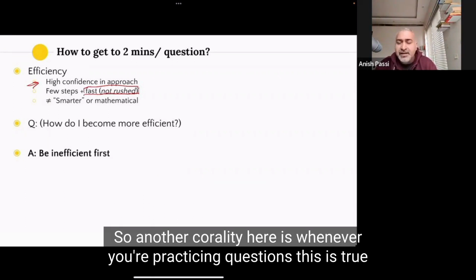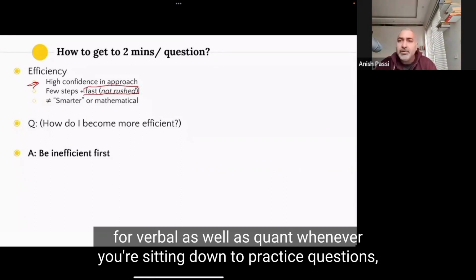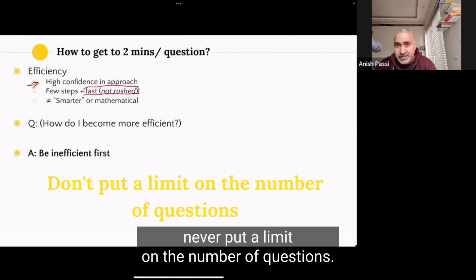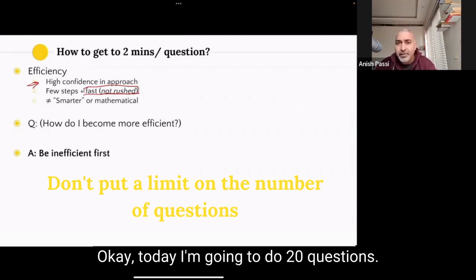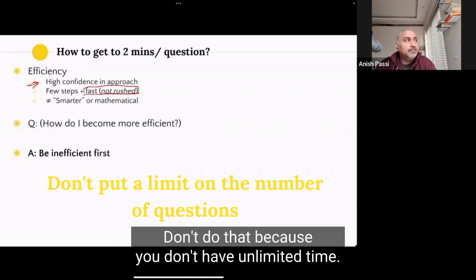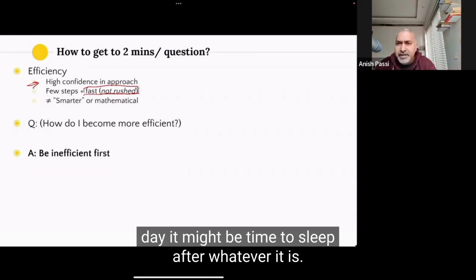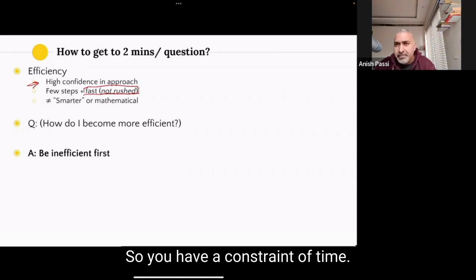So another corollary here is, whenever you're sitting down to practice questions, this is true for verbal as well as quant, never put a limit on the number of questions. Okay, today I'm going to do 20 questions. Okay, today I'm going to do 50 questions. Don't do that. Because you don't have unlimited time. There would be some constraints. You might have something else to do, or it might be time to sleep after, whatever it is. So you'll have a constraint of time.